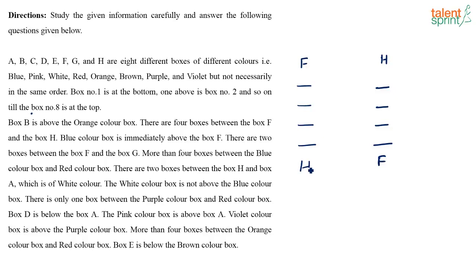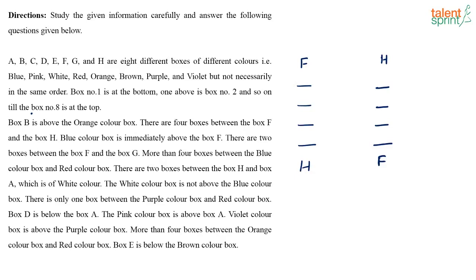Now if you see, how many boxes have we fixed? 1, 2, 3, 4, 5, 6 boxes we have fixed. Right? In this case also, 6 boxes we have fixed. We have to fix 2 more boxes. The 2 more boxes can either be on top or on bottom, or one can be on top and one can be on bottom. So we cannot fix that right now.